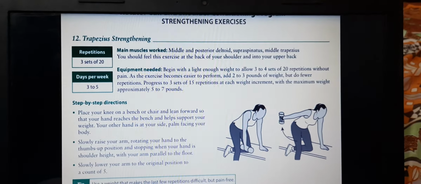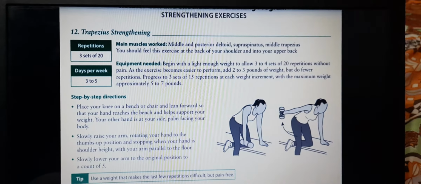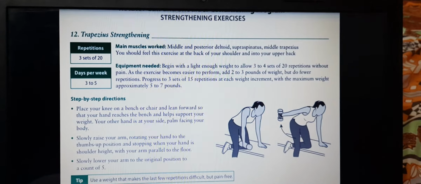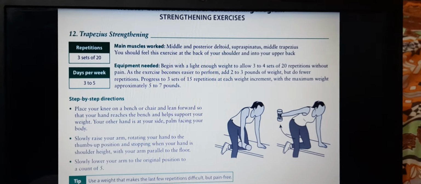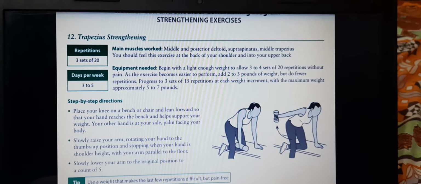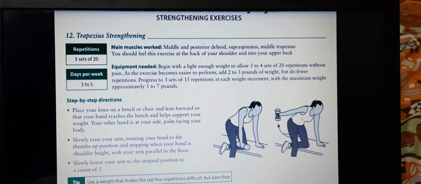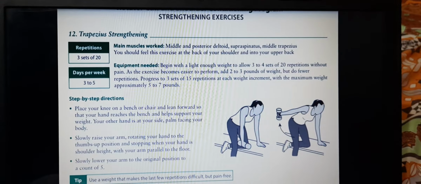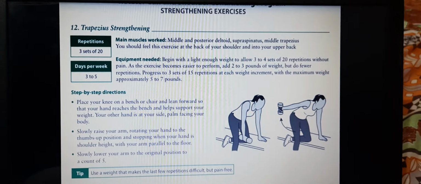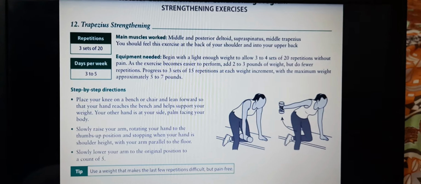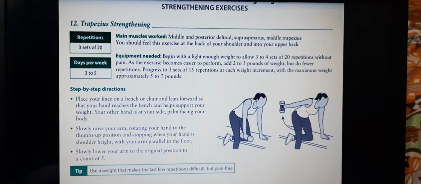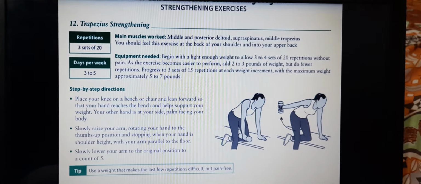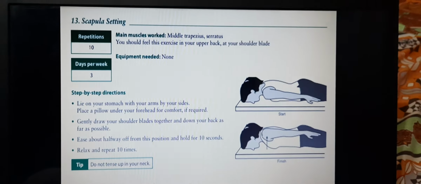Trapezius strengthening. Main muscles involved: middle and posterior deltoid, supraspinatus, middle trapezius. You should feel this exercise at the back of your shoulder into your upper back. Equipment needed: begin with a weight light enough to allow 3 to 4 sets of 30 repetitions without pain. As the exercise becomes easier to perform, add 2 to 3 pounds of weight but do fewer repetitions. Progress to 3 sets of 15 repetitions at each weight increment, with the maximum weight approximately 5 to 7 pounds. Days per week 3 to 5, repetition 3 sets of 20.